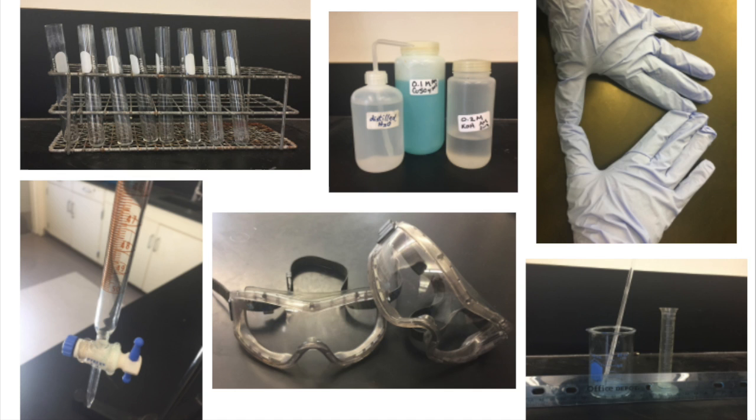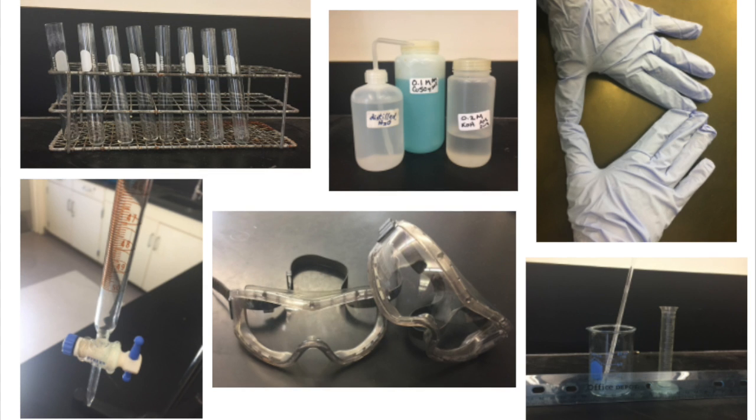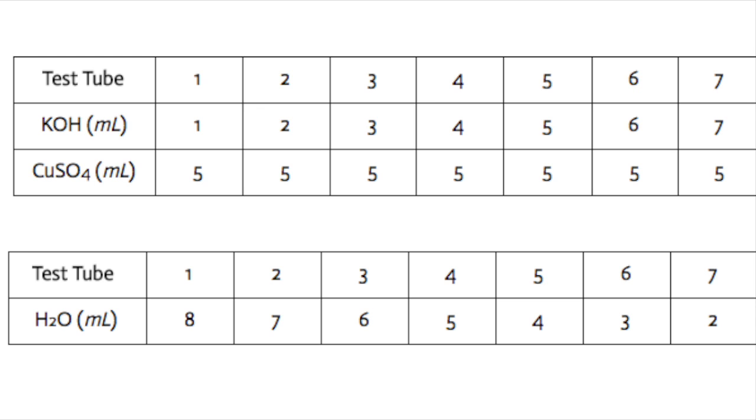For our lab, we were provided with 2 burettes filled with 50 milliliters of KOH and 50 milliliters of CuSO4. Along with these, we had 8 separate test tubes that were numbered, 1 graduated cylinder that measured our distilled water. Lastly, we had a glass stirring rod, safety goggles, and gloves.